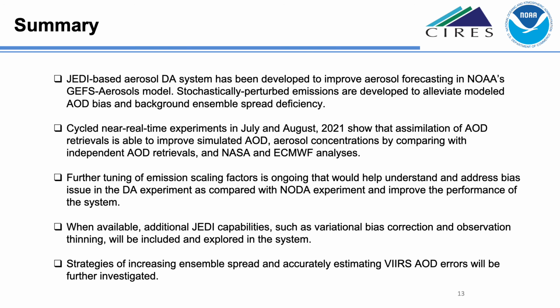We also realized that further tuning of emission scaling factors is needed, which will help us to understand and address the bias issue in the DA experiment compared to the no DA experiment, and improve the performance of the system. A lot of developments are still ongoing in JEDI, such as variational bias correction and observation thinning. When available, we will incorporate these capabilities in our system and investigate their performance. And also, we seek strategies for further increasing the ensemble spread and more accurately estimating VIIRS AOD errors.